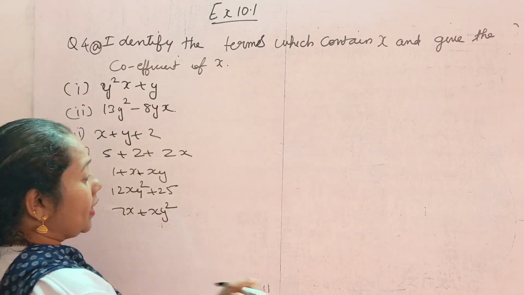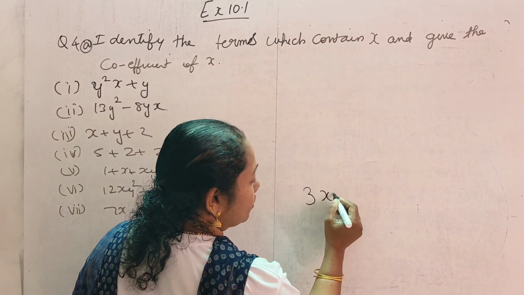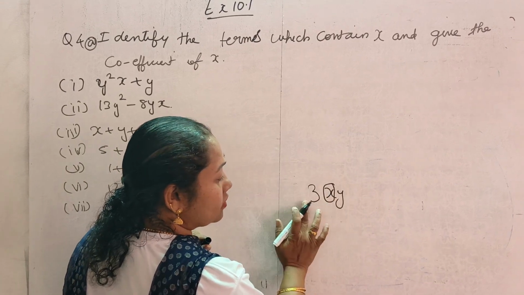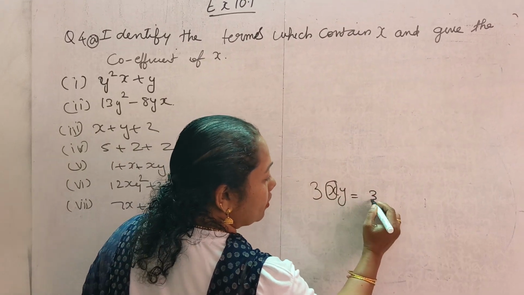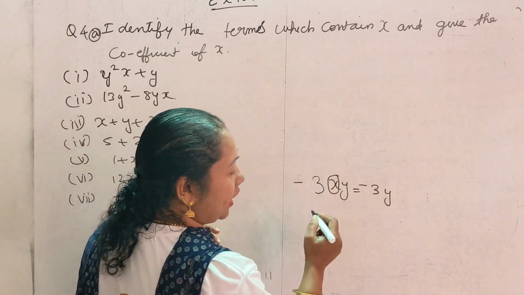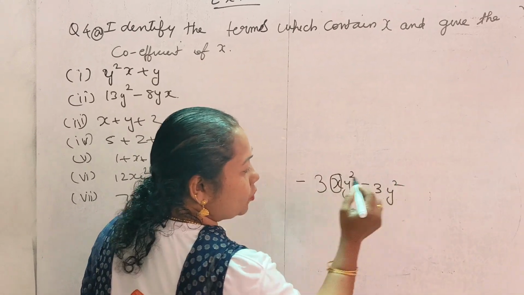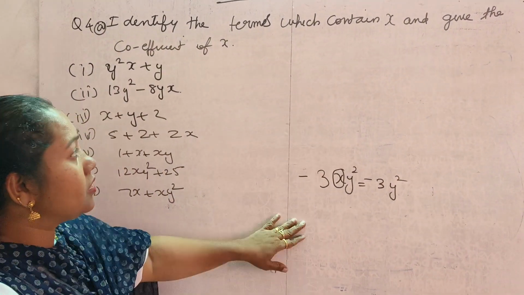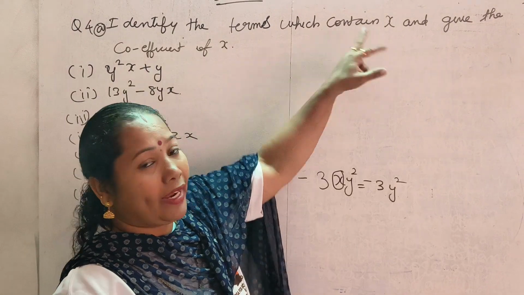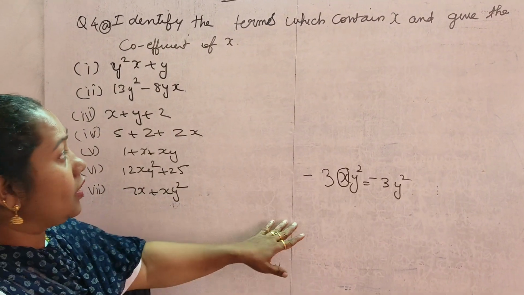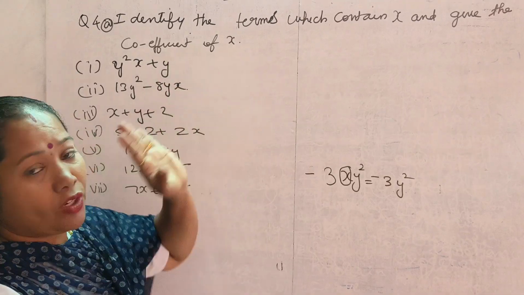Coefficient of x means, if a term is given as 3xy, the coefficient of x is what remains without x. We have to write all the numbers, variables, whatever it may be. If there is a sign, you have to put the sign also. If it's y squared, you have to put the y squared also. So whatever will be there, you have to write all of it except that x. Of course, this is not the numerical coefficient. We have to write all the coefficient of x.